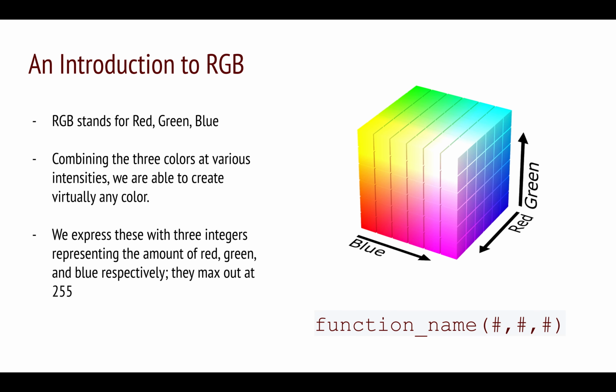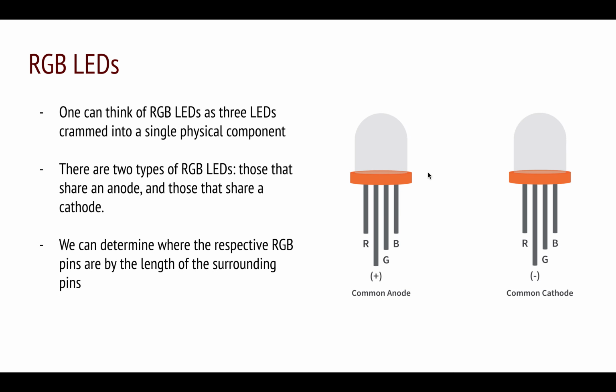As previously mentioned, these number signs indicate the amount of each primary color. Now onto the RGB LED. We can think of the RGB LED as 3 LEDs crammed into a single physical component. That is, there are 4 pins, 3 of which are color inputs of red, green, and blue. We can tell which respective RGB pins are located by the length of the surrounding pins. I would also like to note that there are 2 types of RGB LEDs, one with a cathode and one with an anode. In this project, we will be using the RGB LED with a cathode.